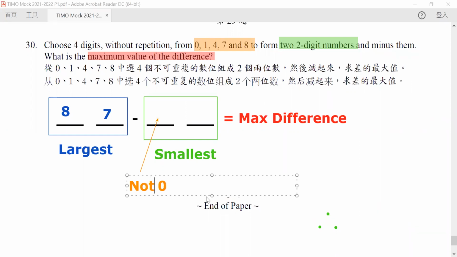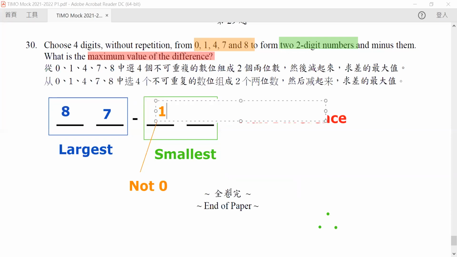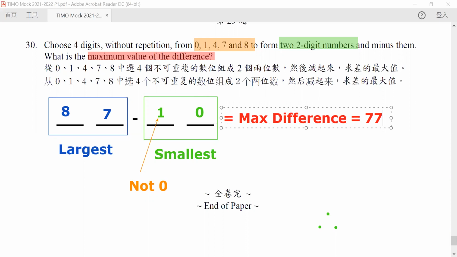Okay, so the only number that we can choose other than 0, such that this is the smallest, should be 1. And then the next one should be 0. So what is the difference? 87 minus 10 is 77. Yes, exactly, 77. So our maximum difference will be equal to 77, and this is our answer.